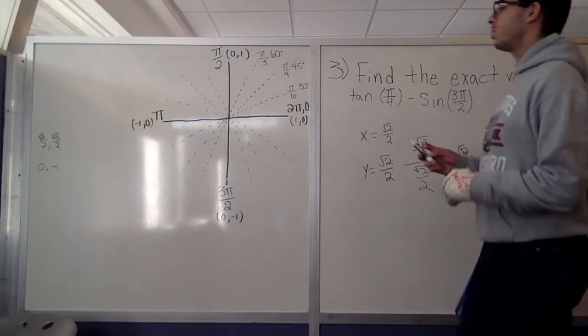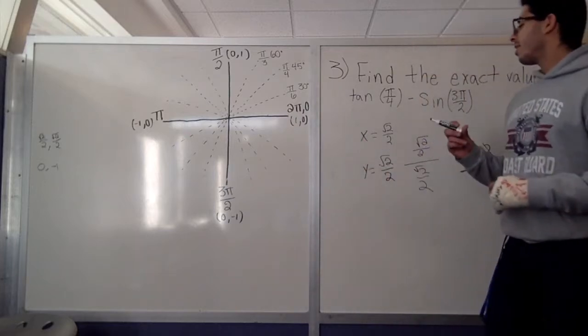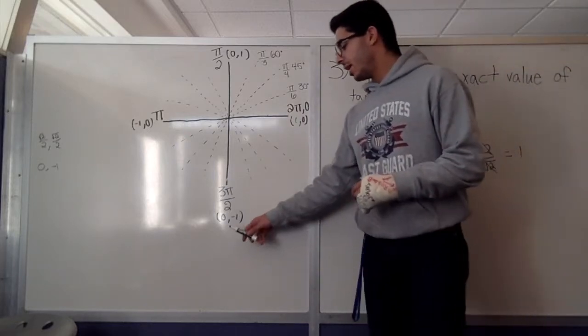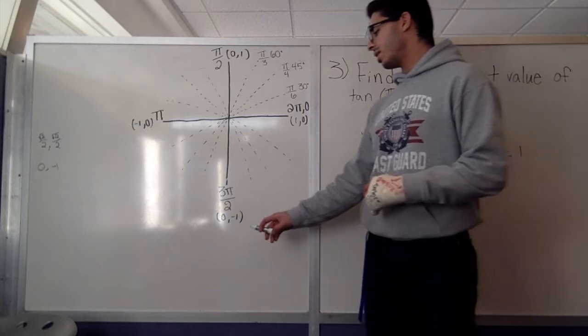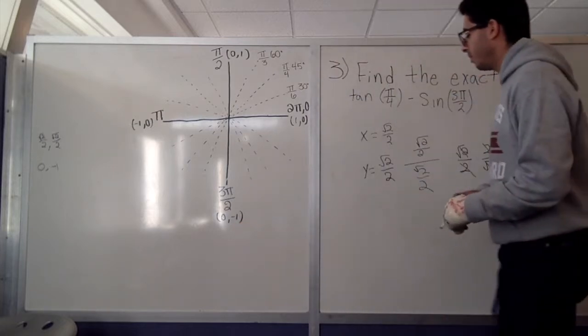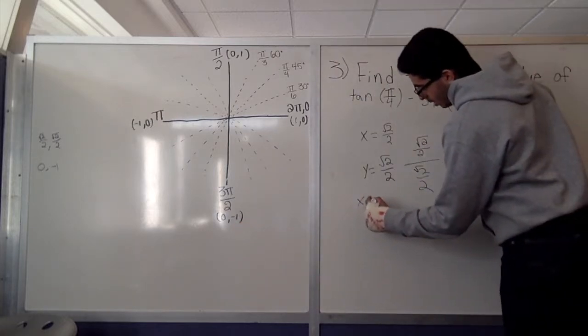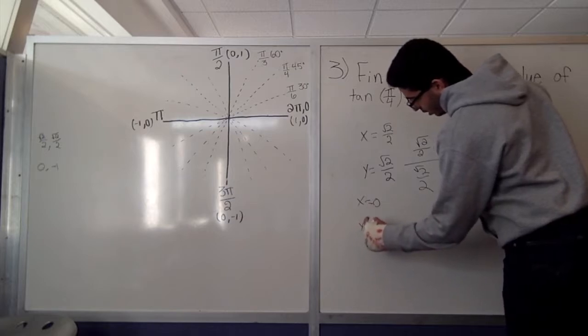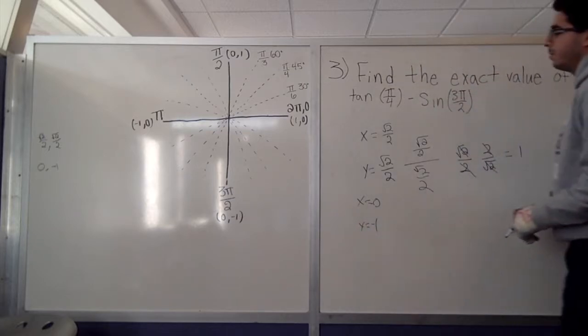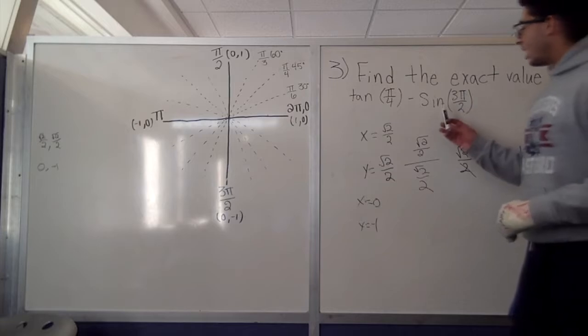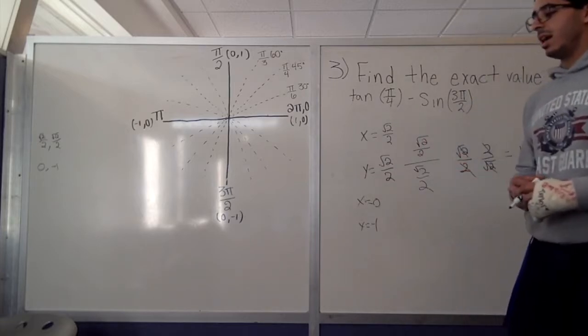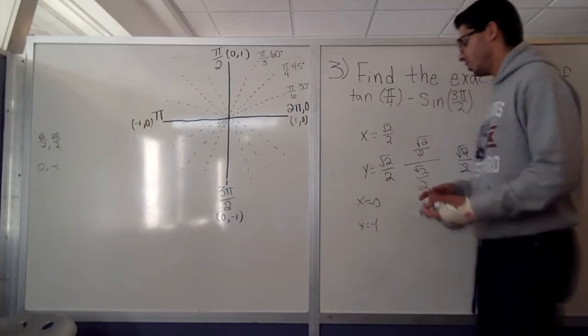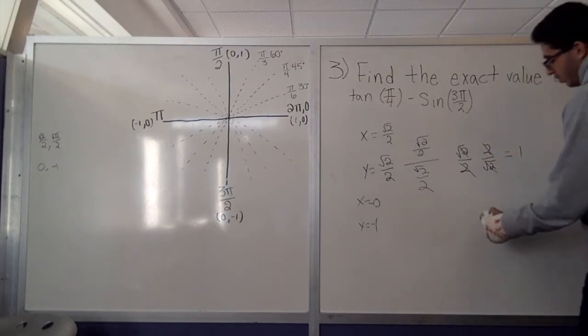And then we're going to refer back to our unit circle to find 3 pi over 2, which is down here, and the x-coordinate and y-coordinate are going to be 0 and negative 1. And once we write those down, we're going to find sine of 3 pi over 2, and sine of 3 pi over 2 is the y value, the y-coordinate, so it's going to be negative 1.